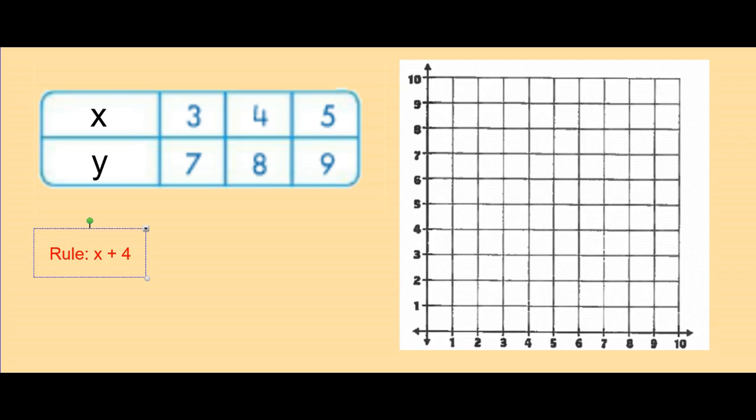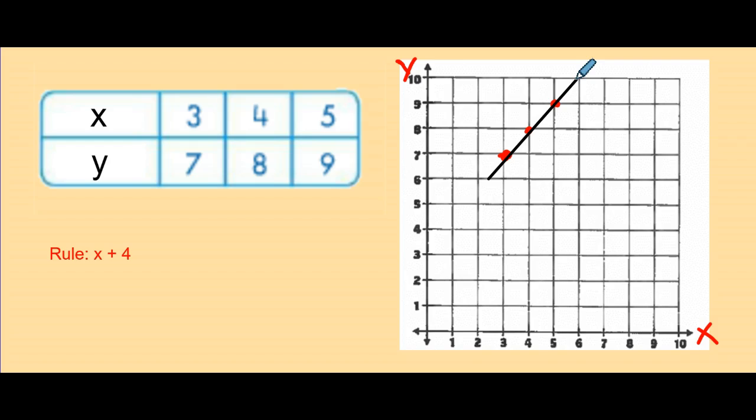Because it's X and Y, the X value is going to go on the X-axis and the Y value is going to go on the Y-axis. So this is our X and this is our Y-axis. When X is 3, Y is 7, so plotting our point right there. When X is 4, Y is 8, plotting our point. When X is 5, Y is 9. And as you can see, there is definitely a straight line shooting right through those pieces of information.